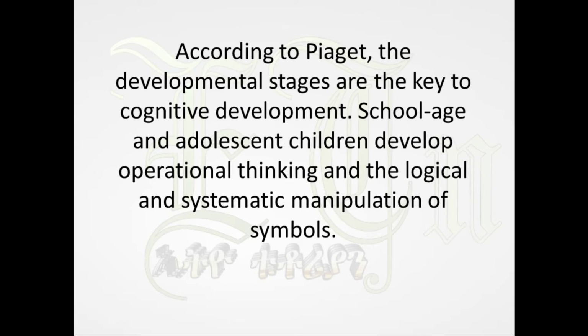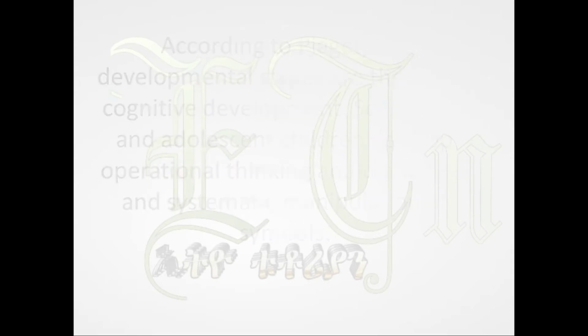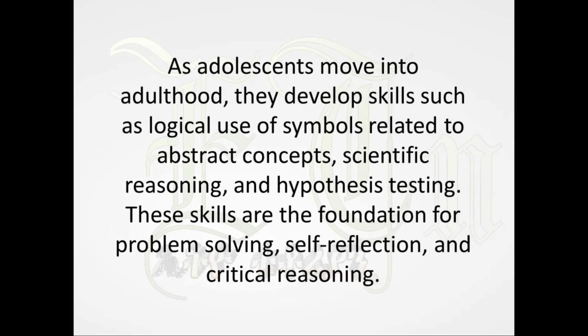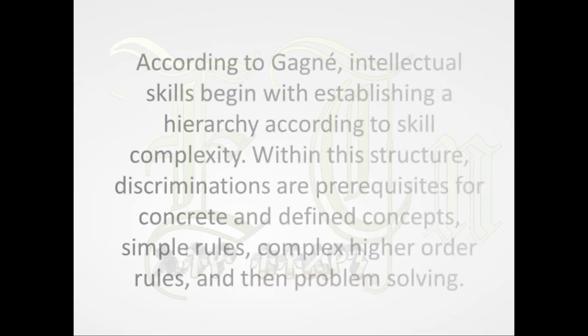According to Piaget, the developmental stages are the key to cognitive development. School-age and adolescent children develop operational thinking and the logical and systematic manipulation of symbols. As adolescents move into adulthood, they develop skills such as logical use of symbols related to abstract concepts, scientific reasoning, and hypothesis testing. These skills are the foundation for problem-solving, self-reflection, and critical reasoning.